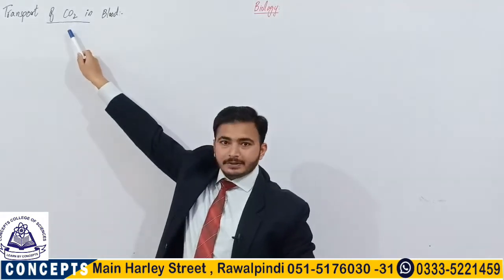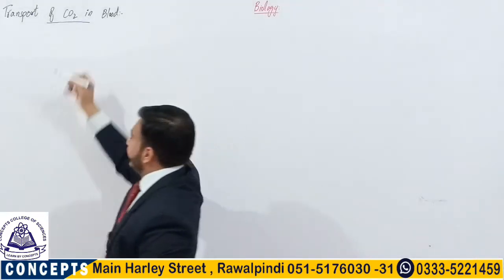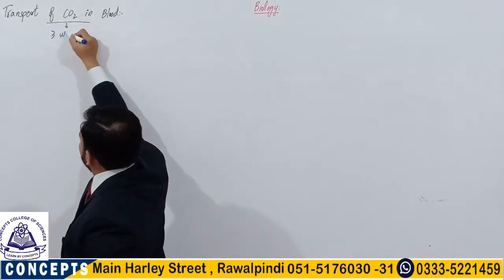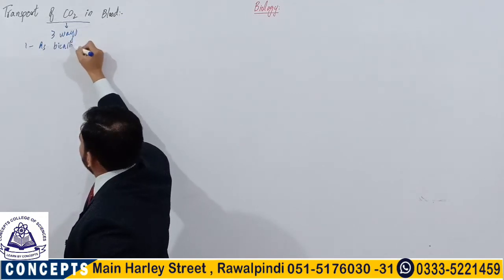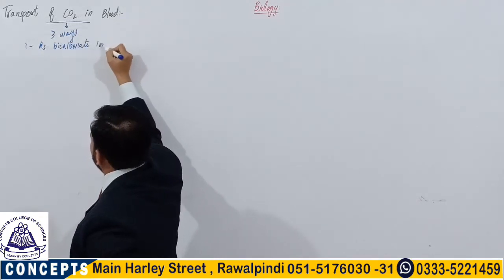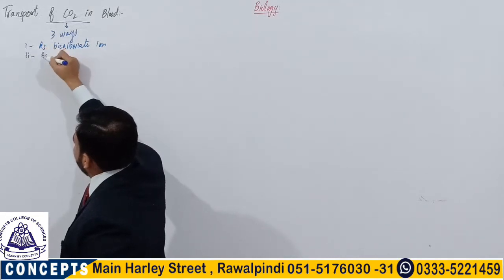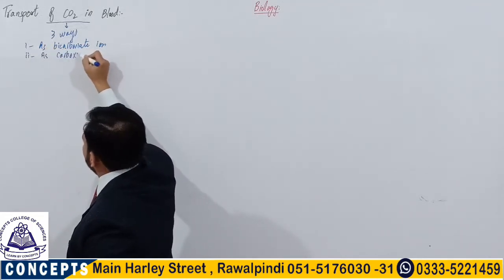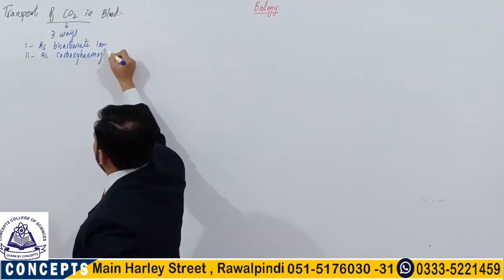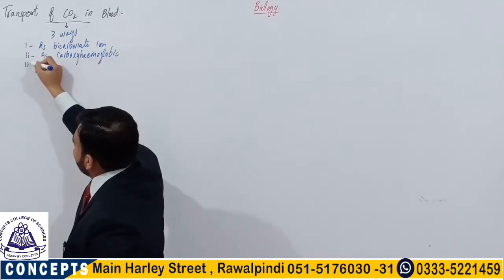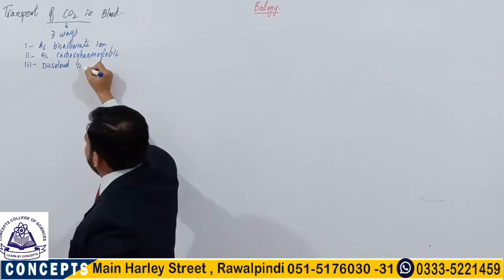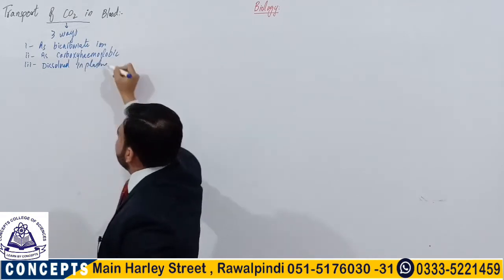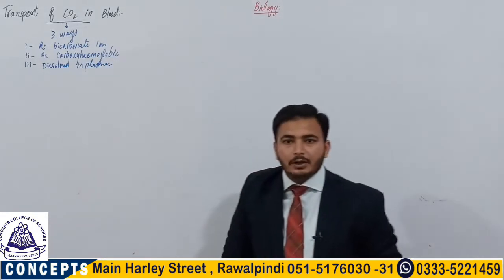So carbon dioxide is basically transported in three different ways. It is transported as bicarbonate ion. It is transported as carboxyhemoglobin, and some amount of carbon dioxide is dissolved in plasma. These are the means of transportation.